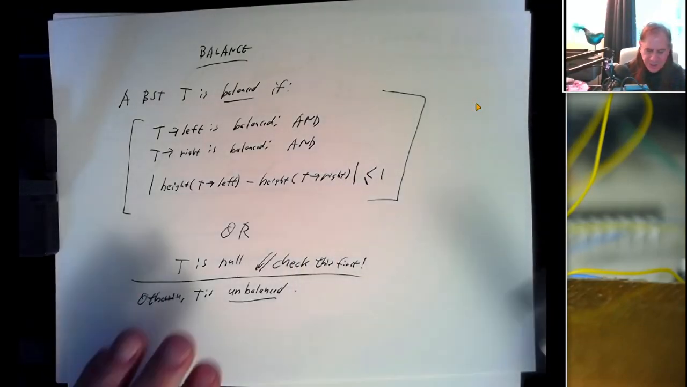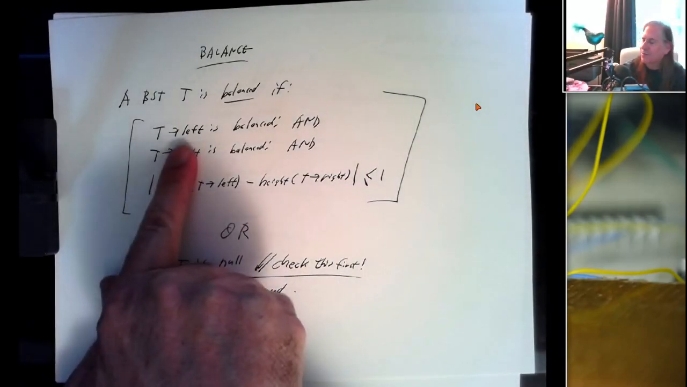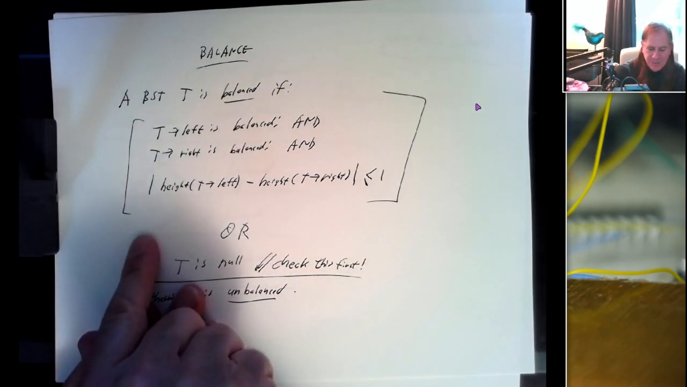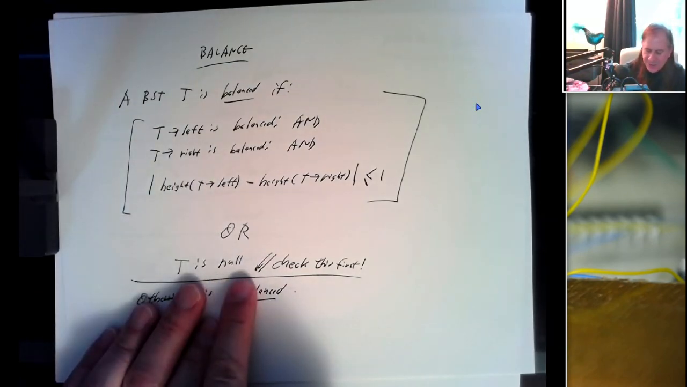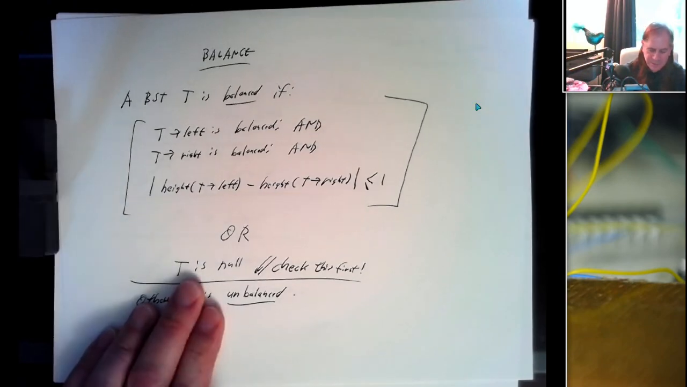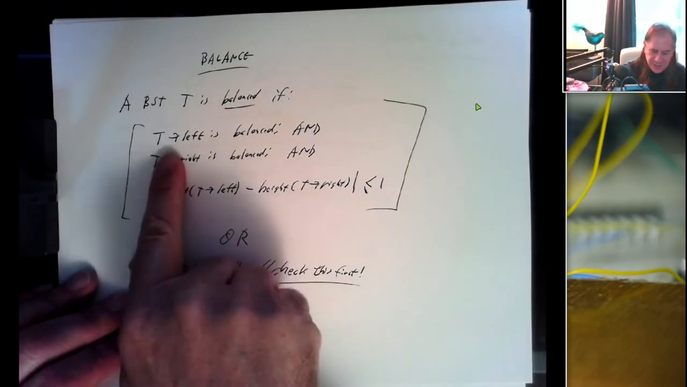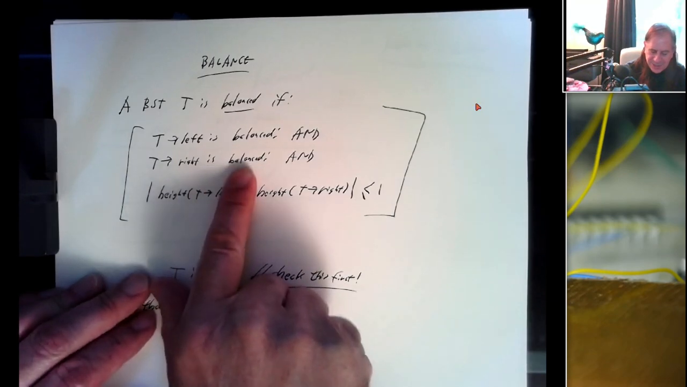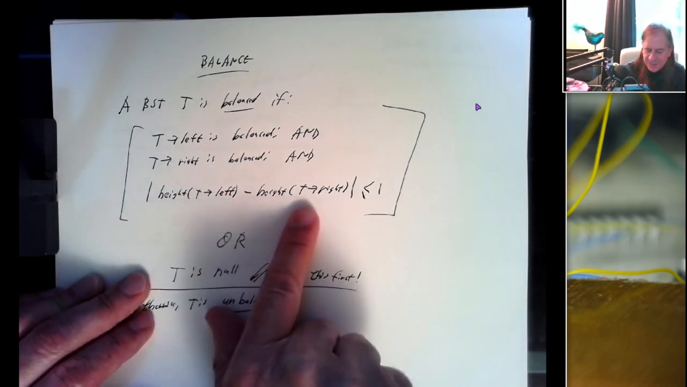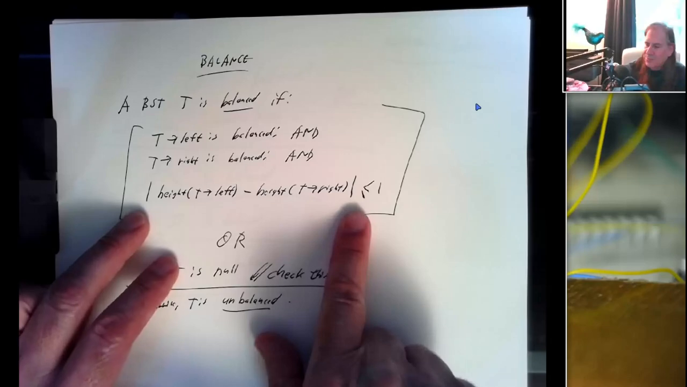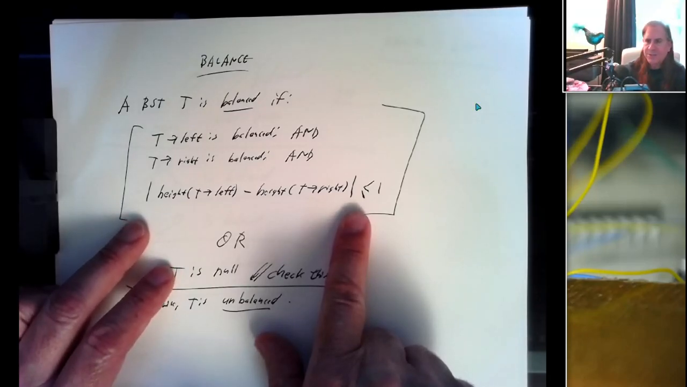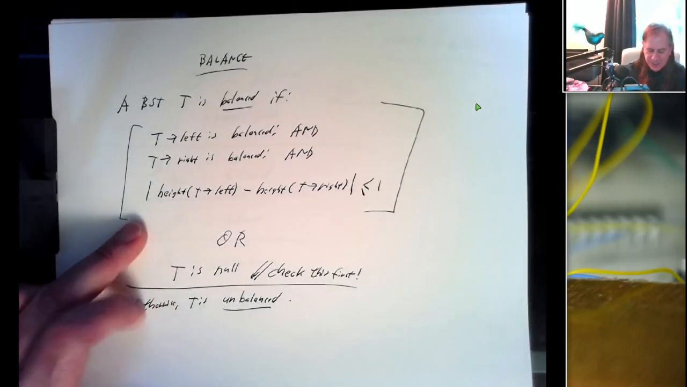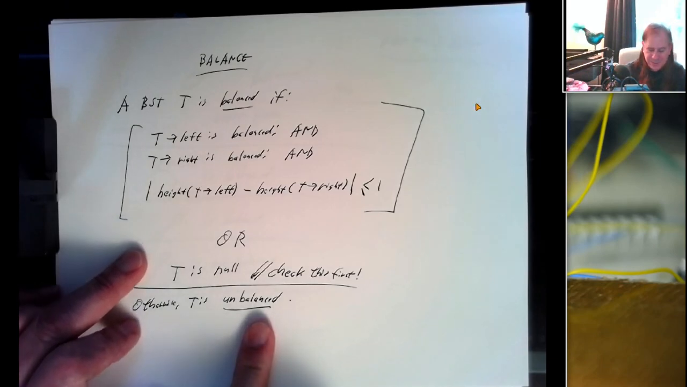Right, because if t is null and we try to look at t arrow left, we're going to segfault. So our balanced function could first say if t is null, return 1. It's balanced. Otherwise, see if t left is balanced, and then see if t right is balanced, and then see if the height of t left and t right differ by no more than 1. And if all of those things are true, the tree is balanced. Otherwise, return a 0. It's not balanced.